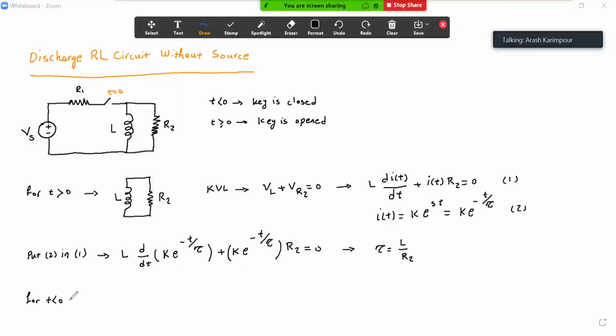So for t less than 0, we know that the key is closed. So this circuit is going to be like this. We have the battery connected to the R1, and then we have the key, which is closed. And then we have this inductor, which is connected to the battery for a long time.